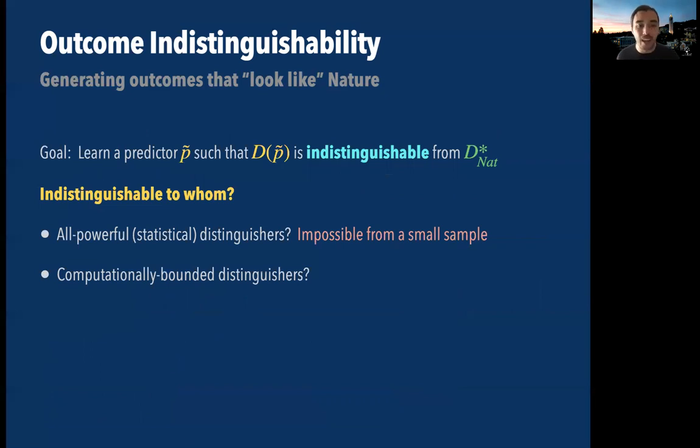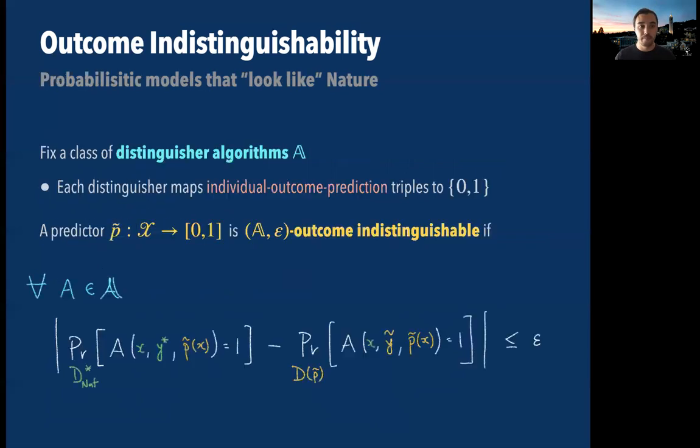For instance, if we allow any distinguisher, then it's not hard to see that the model distribution, D p tilde, would need to be statistically close to nature's distribution, which from a small sample is impossible. Thus, to have any hope of achieving this goal, even statistically, we're going to need to consider a computational relaxation. Which leads us to the formal definition of the OI framework.